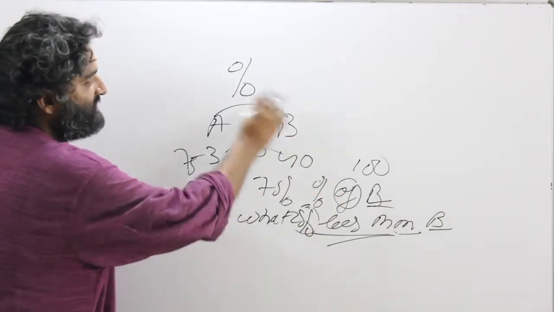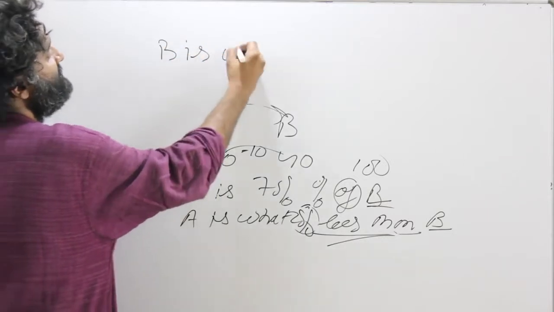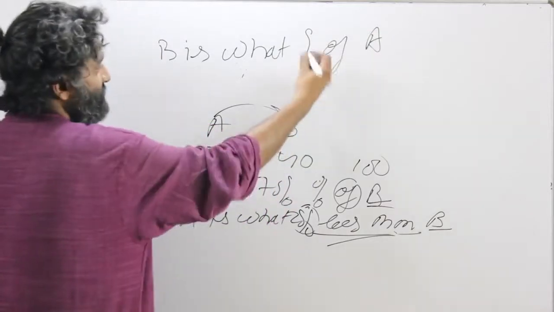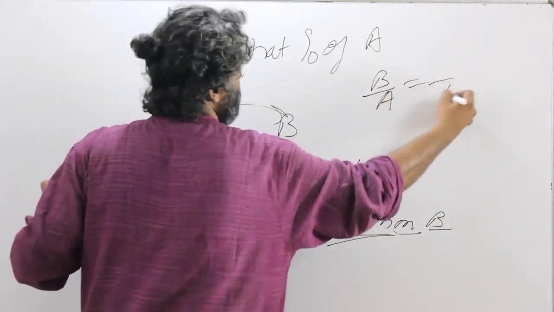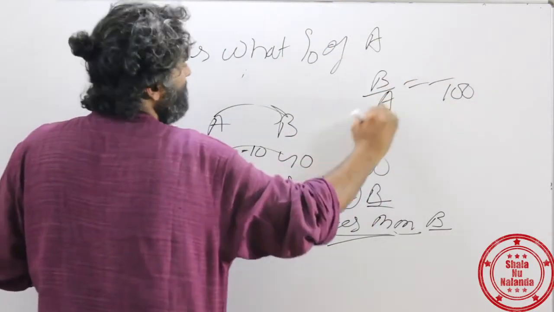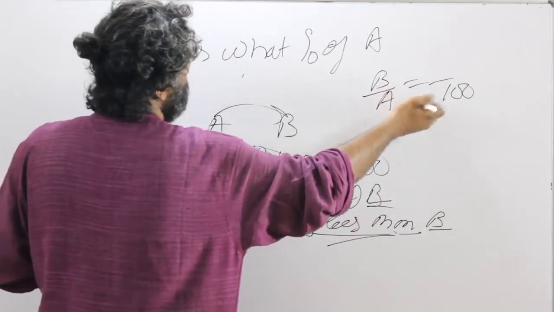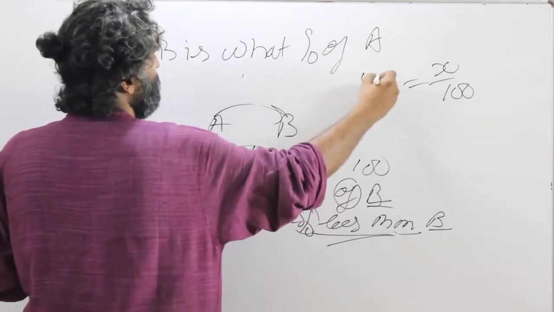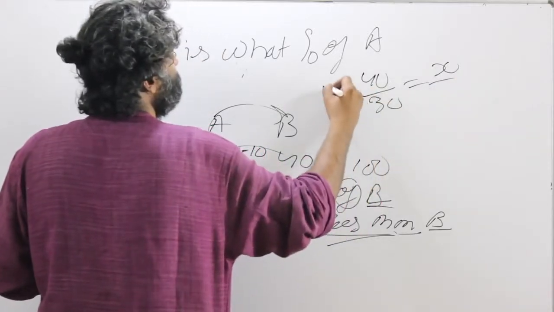Now this was focused on B as the base. I can rewrite the question and say B is what percentage of A. Now the focus is on A. A will be equal to 100. So I will write B by A. If I want to keep 100 in the denominator, I could have also done it, put 100 here and put A here. But basically 100 should be in front of A, wherever you want to put it. And I want to figure out the value of X. I know the values of B and A. B is 40, A is 30. I just have to rearrange it here.